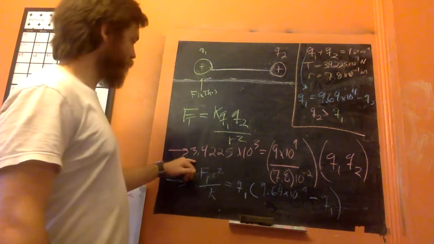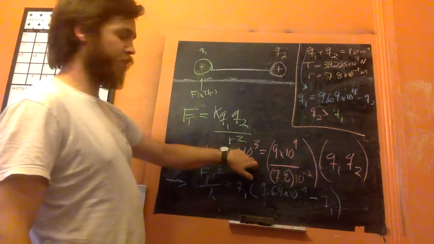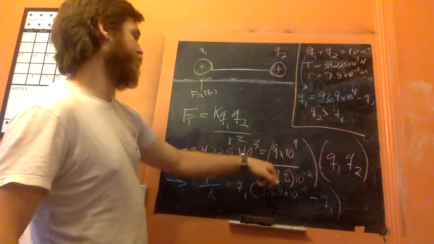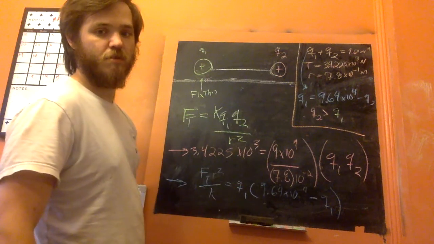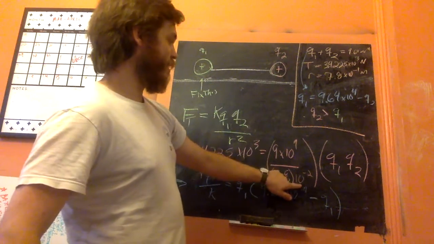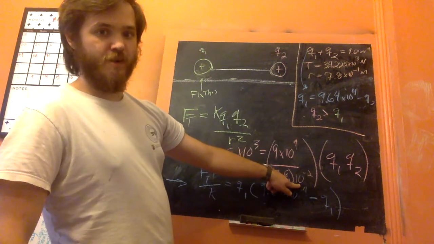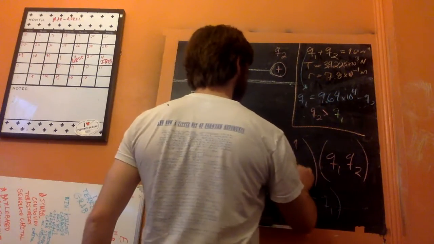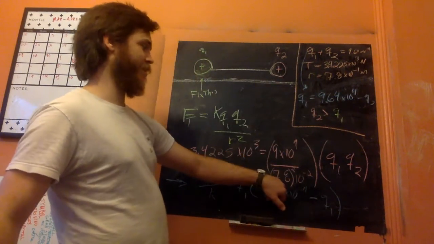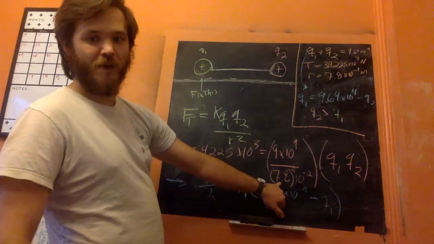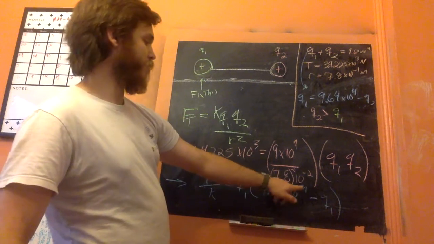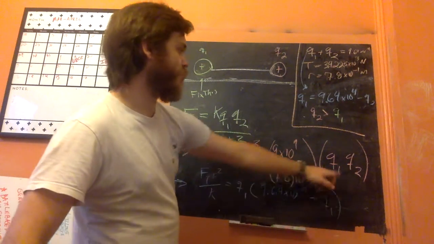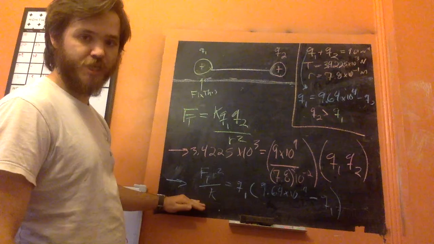So we get 3.4225 times 10 to the third is equal to 9 times 10 to the ninth over 7.8 times 10 to the negative 2, and this is because that's 10 to the negative 1 squared. All I did here was make sure that I squared this and this separately. I think I had spoken before about separating out powers of 10, so I'm doing that again here. I'm separating the power of 10, squaring it, and the decimal value and squaring it, times Q1, Q2, which leaves us with this equation here.